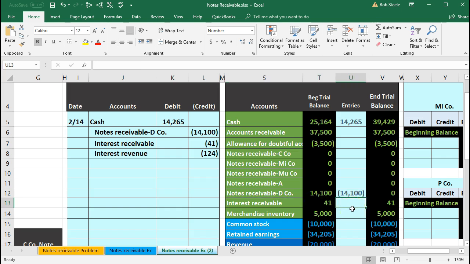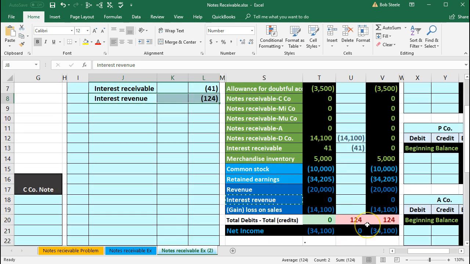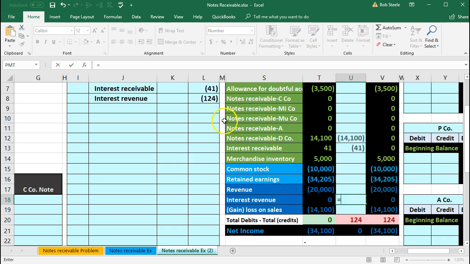So within U13, we will say equals, point to that 41, bringing the 41 balance down by 41 to 0. Finally, we'll post the interest receivable. Note we're out of balance, of course, by that 124 here until we record the last component. Interest receivable, which is here on the trial balance, we are in cell U18. We're going to say equals, point to that 124, bring the balance from 0 up by 124 in the credit direction, putting us back in balance.